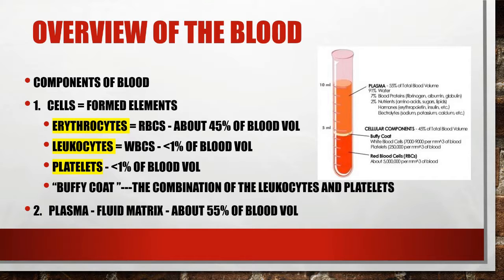White blood cells, another name leukocytes. It makes less than 1% of the blood volume. Platelets, less than 1% of the blood volume. And the Buffy coat, which is the combination of the leukocytes and the platelets. And the plasma makes about 55% of the blood volume.